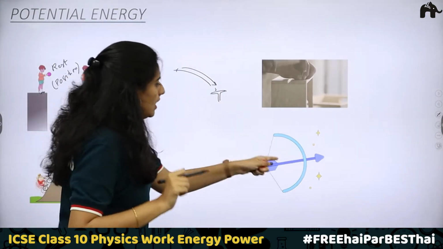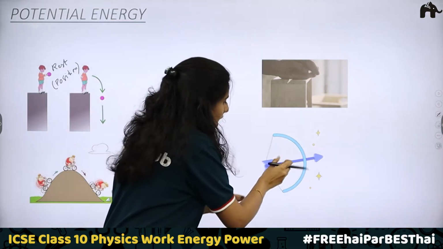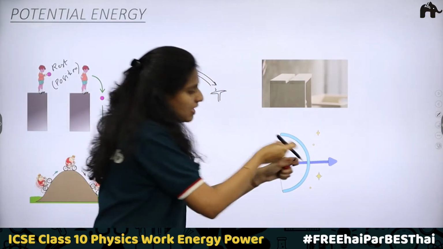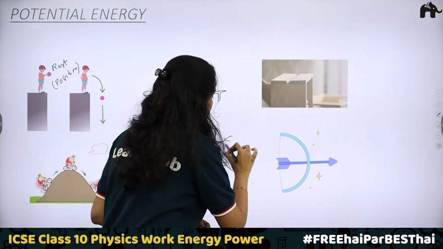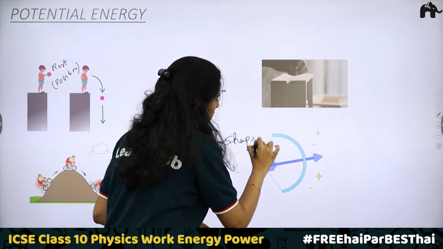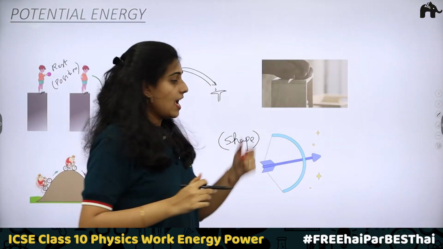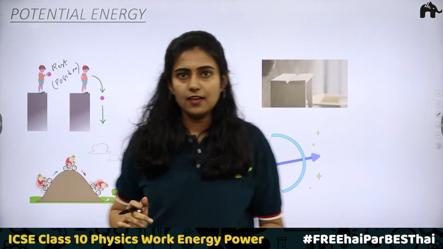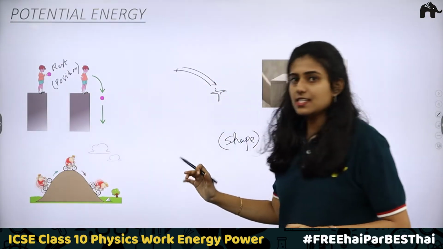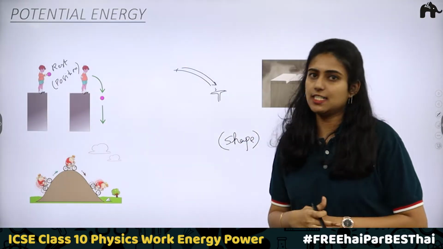Take this case, here we have a bow and arrow. When this arrow is pulled back with this rubber band, it is gaining energy. That is, there is a change in shape. The shape of this rubber band is changing. And this change in shape helps the body, that is the arrow, to move. In all these cases, the body is possessing some energy. And this energy is what potential energy is.